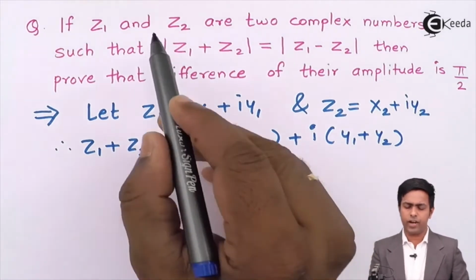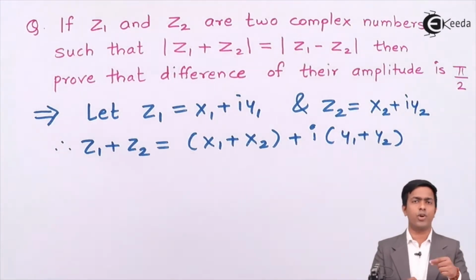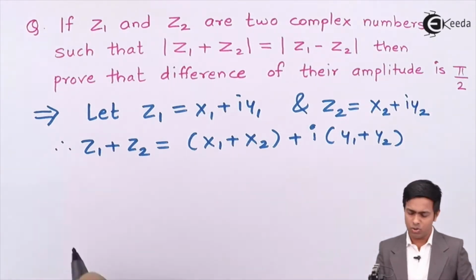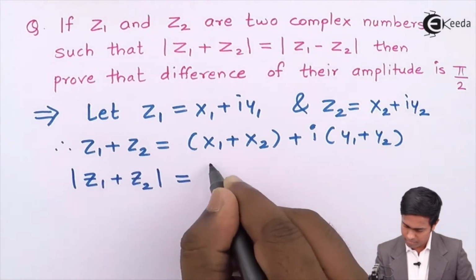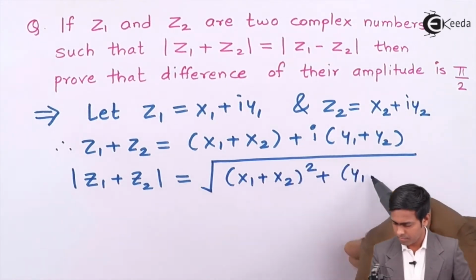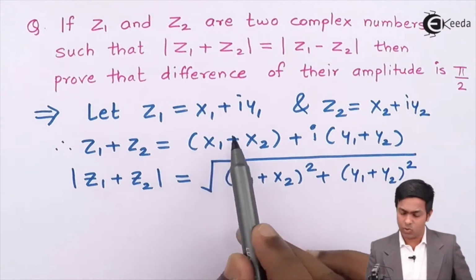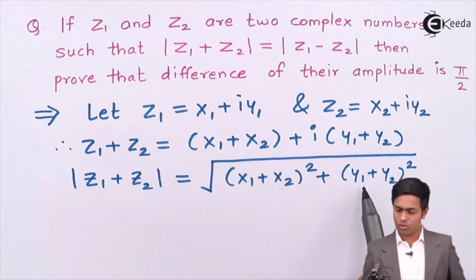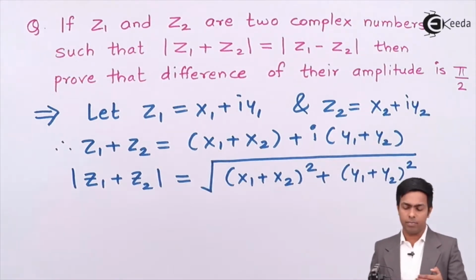So for that, let's find out the modulus. We know the formula for modulus is the square root of the square of the real part plus the square of the imaginary part. So here we have the real part as x1 plus x2, so I have taken the square of that, and the imaginary part is y1 plus y2, so the square of that, and the addition inside the square root is called the modulus.